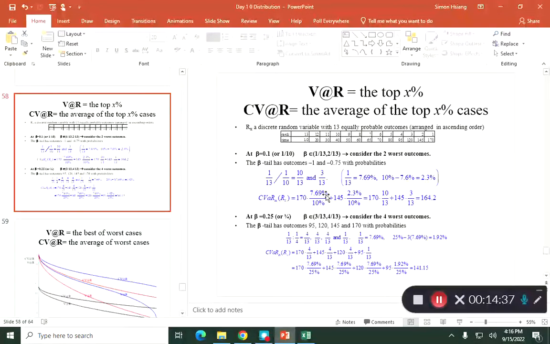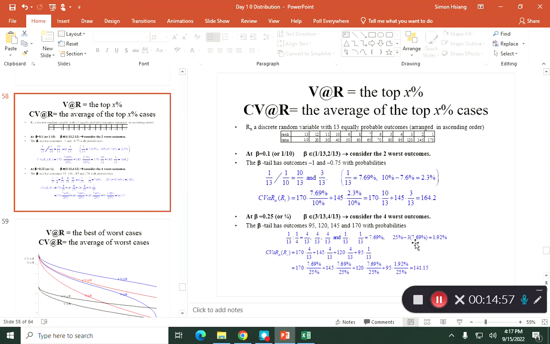Okay, so we'll do the same thing at the bottom. What if I set up my beta at 25%? 1 is 7.69, not enough. 2 is not enough. 3 will be enough. Close.